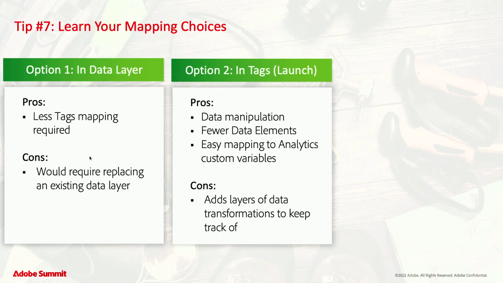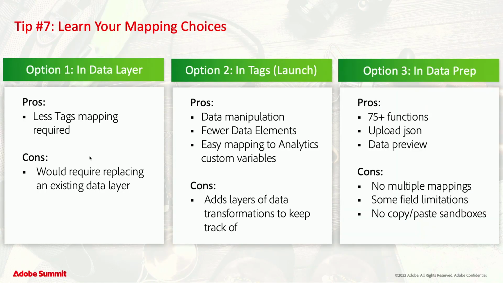If you don't have an XDM compliant data layer already, you can do all of your mapping in tags, which you're probably already doing with your data layer and sending data to your solutions already. There's lots of data manipulation you can do in there. If you do it through certain methods, you can actually reduce all of your data elements down to almost one. But then you also have to keep track of all of that manipulation you're doing in tags and know, hey, this data element contains this, which came from this data layer element, and it's been changed this way.